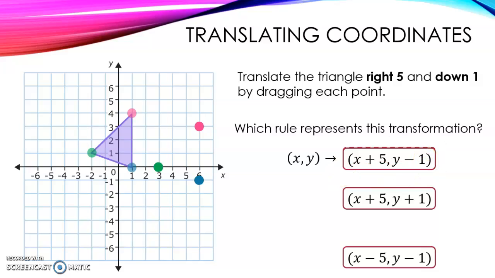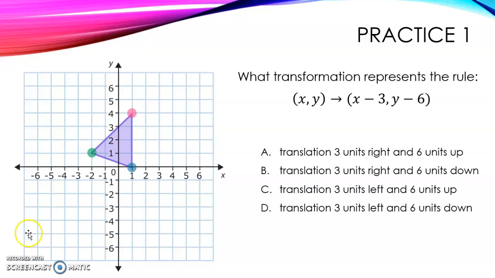So let's look at this from another example. The question asks, what transformation represents this rule? We have x comma y translating to x minus 3 and y minus 6. We have some of these options down here to pick from. If you want a little bit of help identifying how this is going to work, just take a random point and draw it out on your screen. So we have our x values.